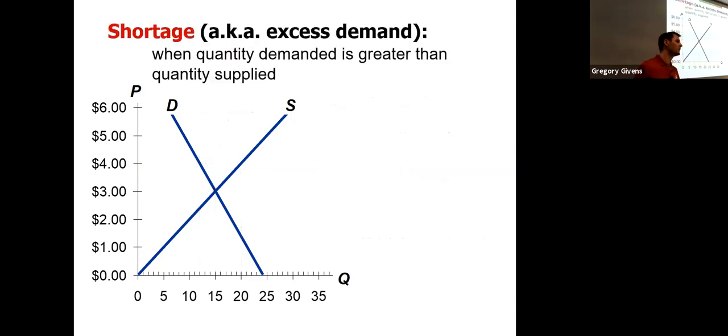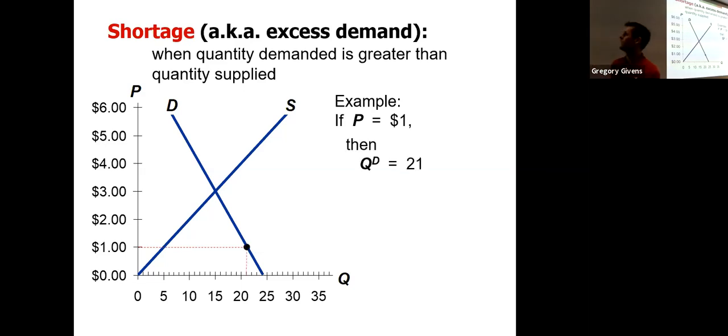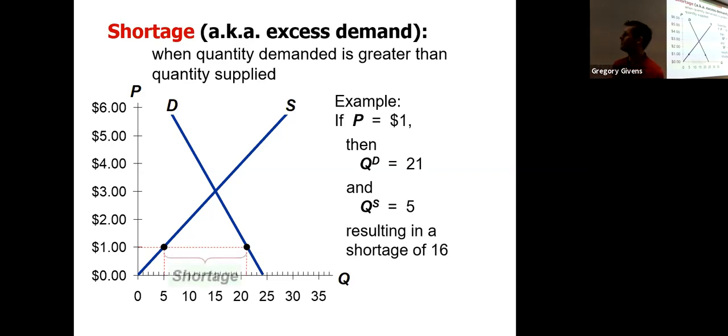Almost exactly the opposite of what we just described happens if the price is too low, right? Let's say the price here is $1. Then what situation do we have? We have a quantity demanded of 21, quantity supplied of 5, and so instead of a surplus of this product, we have an excess demand or a shortage of the product in the amount of 16 units.